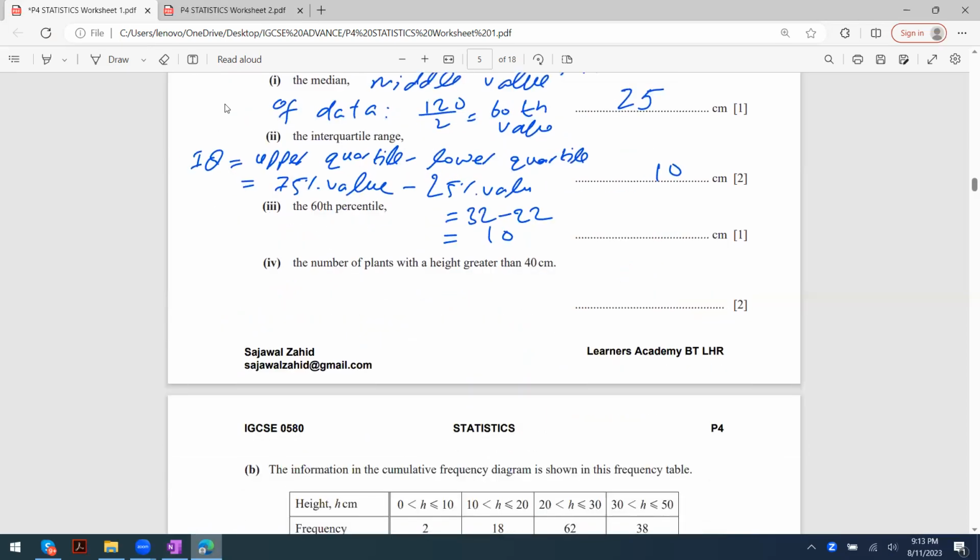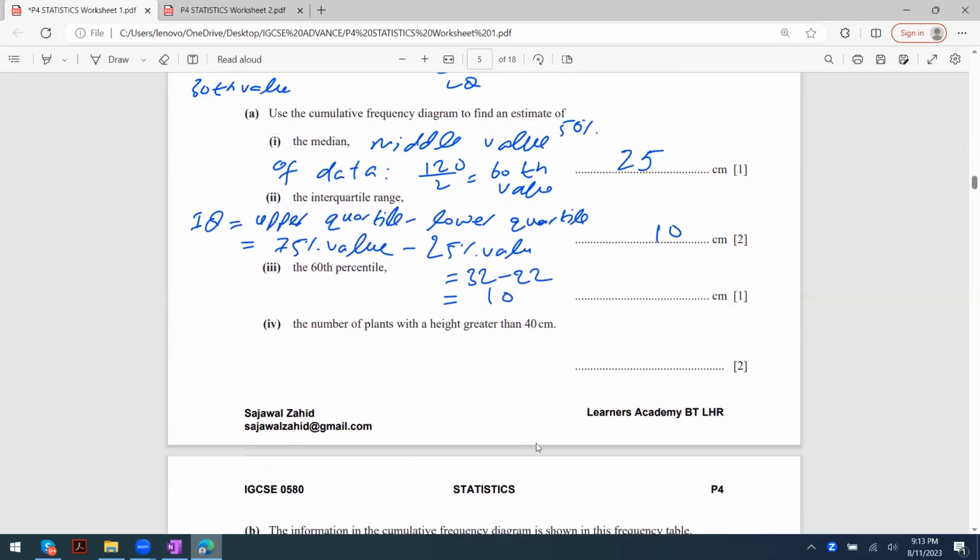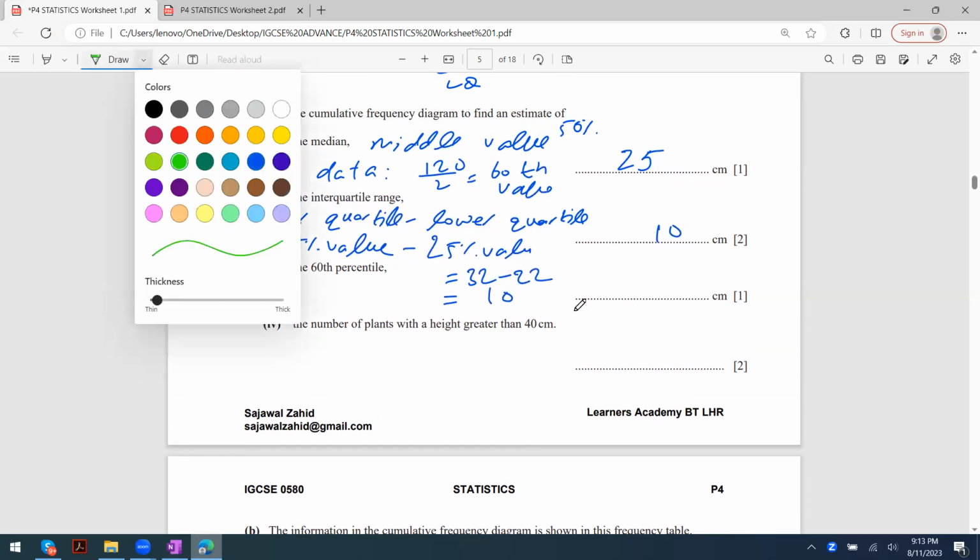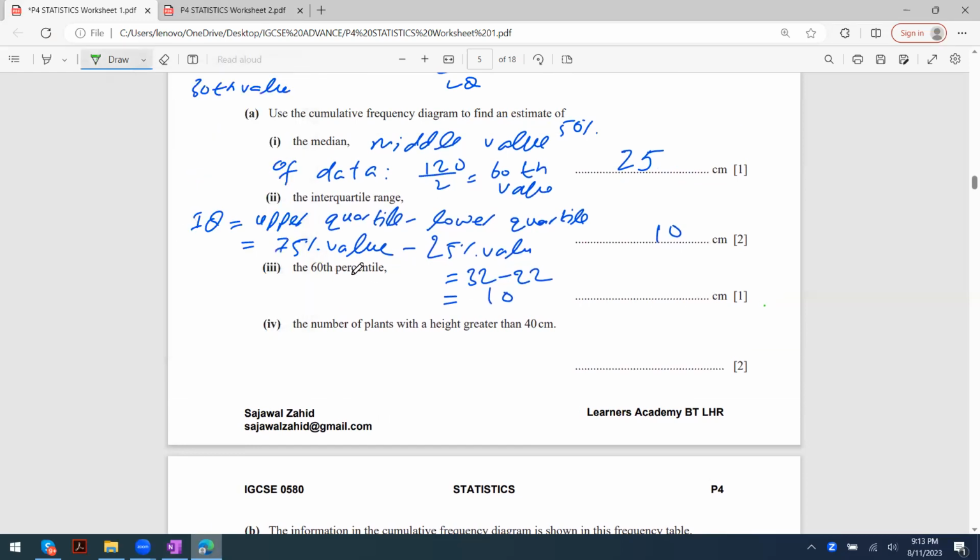Yes, sir. Now, the 60th percentile, which we missed in the previous question. The 60th percentile means the 60% value. Percentile just means percentage value. 60% of what, how many total plants? 120. So that is 72.